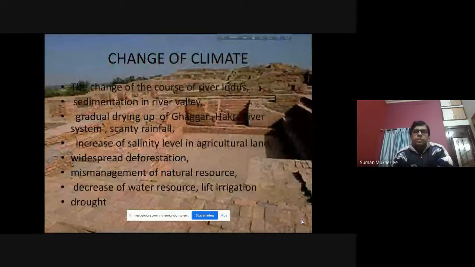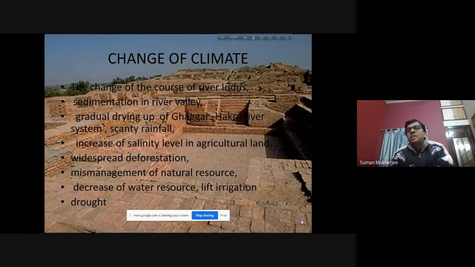And change of climate. We all know that climate change is now a recent phenomenon. But the main declining force was the change of climate during the Harappan period. Number one, the change of the course of the river Indus. Number two, sedimentation in the river valley.